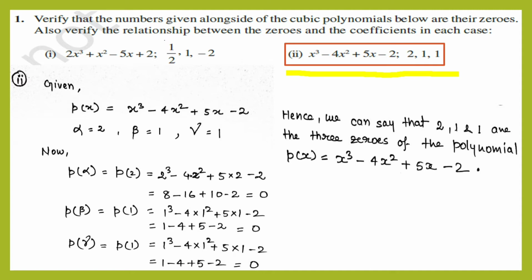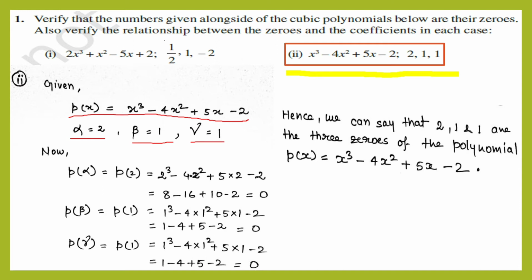So let's say p of x is the given polynomial, and alpha, beta, gamma are the 3 roots of this polynomial. Then we can write p of x equal to x cube minus 4x squared plus 5x minus 2, and alpha equal to 2, beta equal to 1, and gamma equal to again 1.